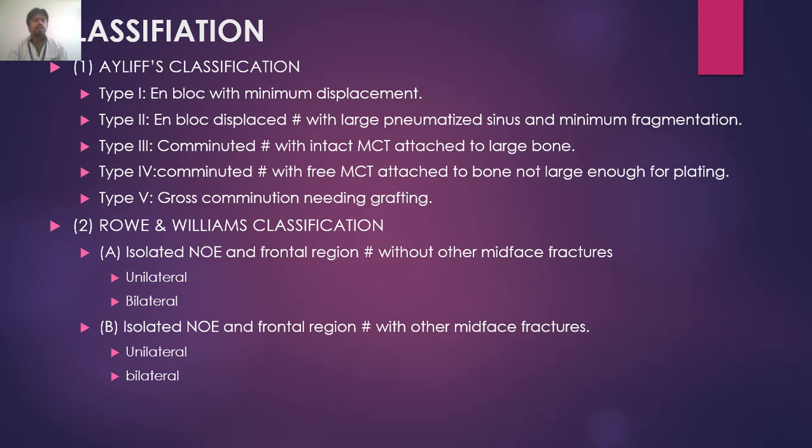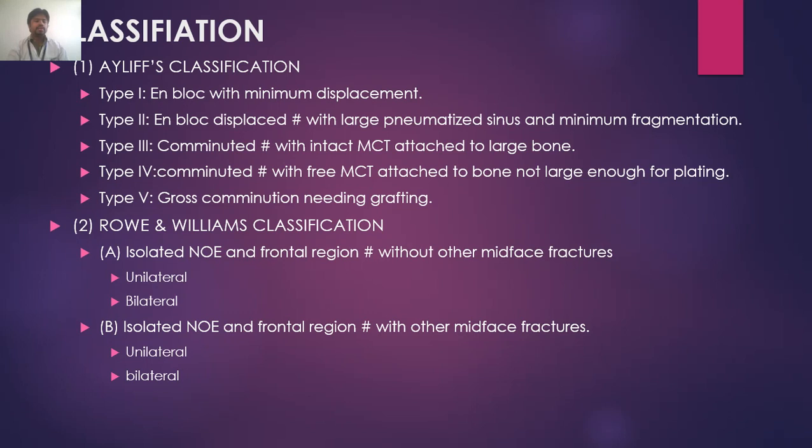Classification. According to the Markowitz classification: type 1, en bloc with minimum displacement; type 2, en bloc displaced fracture with a large pneumatized sinus and minimum fragmentation; type 3, comminuted fracture with intact medial canthal ligament attachment to a large bone; type 4, comminuted fracture with free medial canthal ligament attachment to bone not large enough for plating; type 5, gross comminution needing grafts.